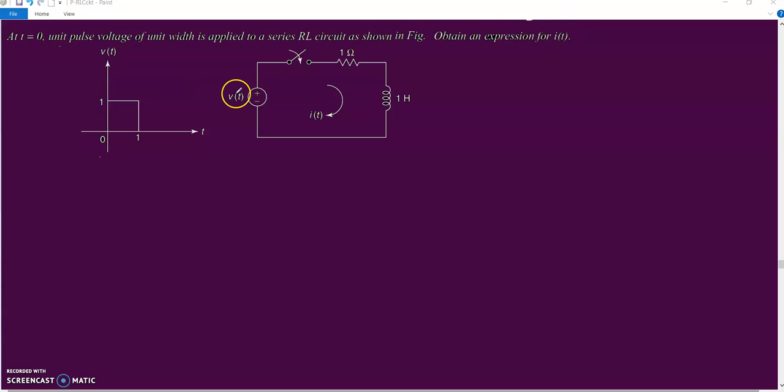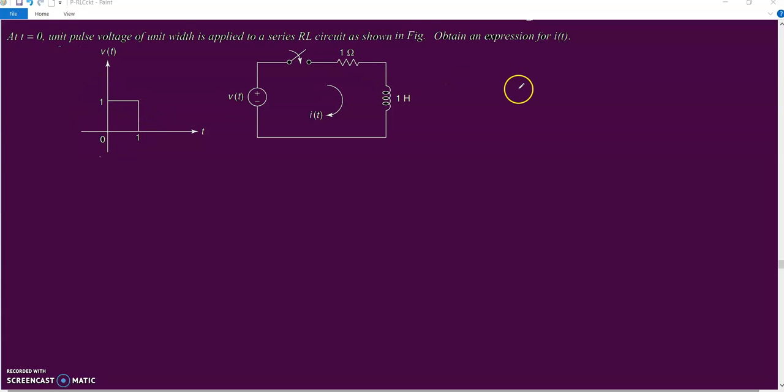Okay. So here we have the specialty. The difference for this problem is that here we have input as a function of time. It is some function, and that function is given here. It is a unit impulse function with a unit width. That is, time is 1 and amplitude is 1. So I hope you know how to represent this signal.